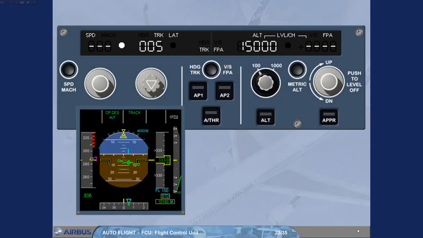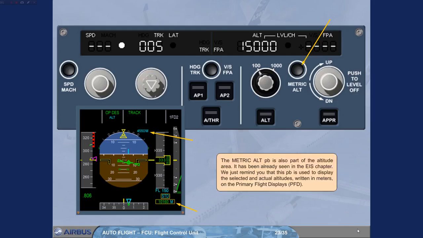The metric altitude push button is also part of the altitude area. It has been already seen in the EIS chapter. We just remind you that this push button is used to display the selected and actual altitudes, written in meters, on the primary flight displays, PFD.